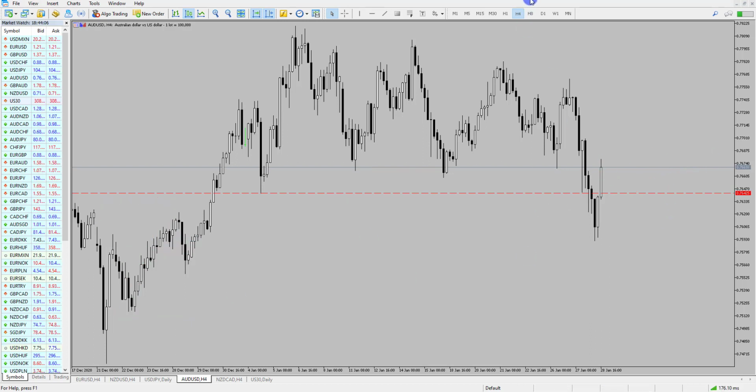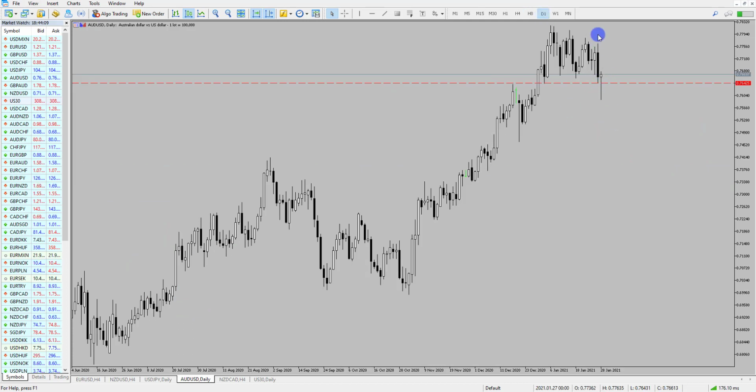That is what I would typically look for. But end of day, nice pin candle, could be some buyers left in this market.